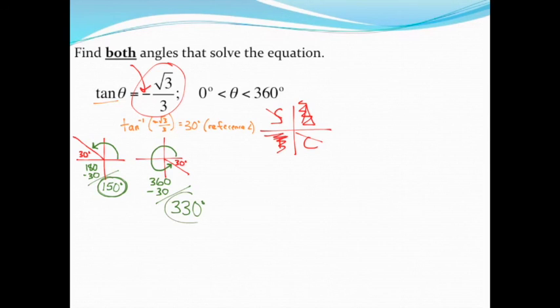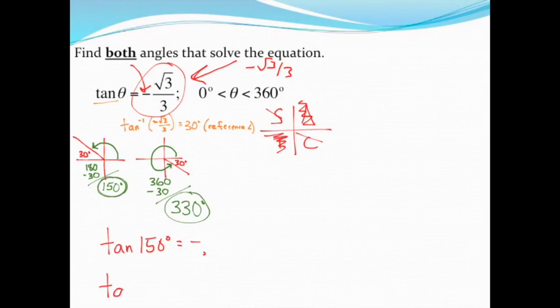Those are the two angles where the tangent comes out to be the negative square root of 3 over 3 ratio. You can always check this using your calculators. Type in tangent of 150 degrees, and you'll see that you do get a negative answer. However, that's some weird decimal. I don't know what the decimal is off the top of my head. However, if you type in negative square root of 3 divided by 3, you'll see that it does in fact turn out to be the same decimal.